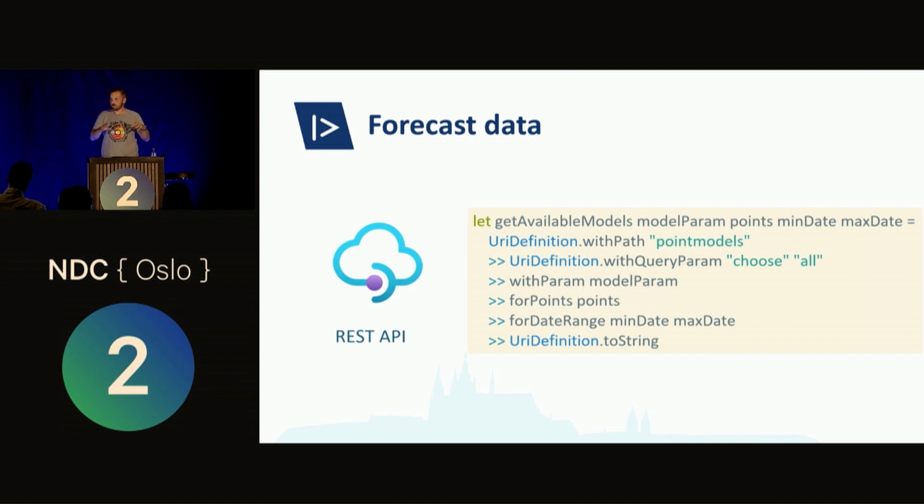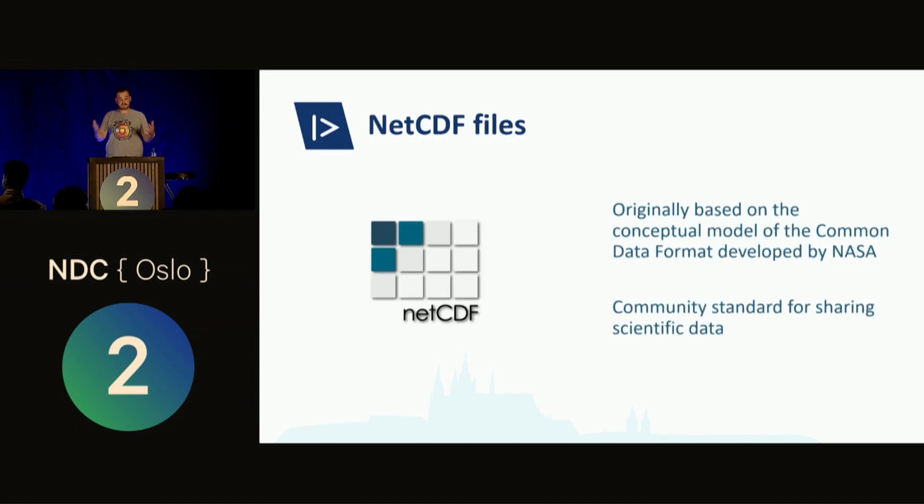Just for you, there's really nothing mega interesting in here, except you can see the beauty of functional composition in F#. It's really charming that I can put a URI definition with path and query param and endpoints and just plug it together like nice Lego. I like this, but otherwise I think it would offend you, an advanced audience like NDC Oslo, with talking about REST. So let's skip to the NetCDF files, which, for example, if you go to the Copernicus service, you need to deal with.